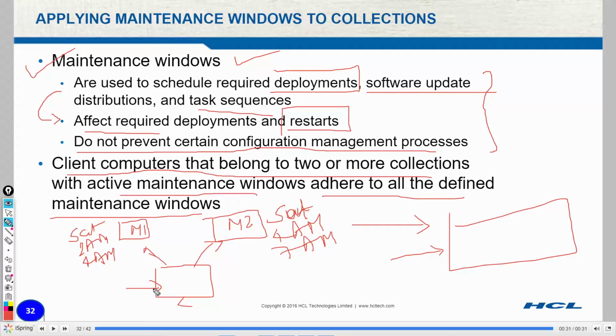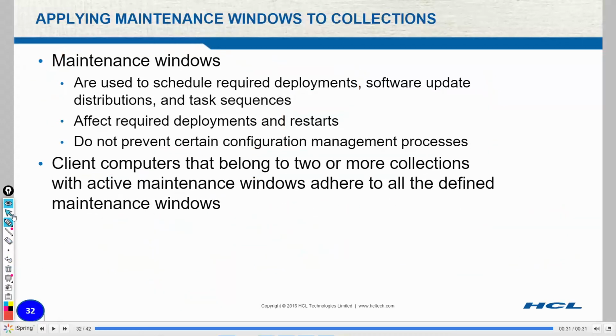This machine will be under maintenance from 2 a.m. to 7 a.m. This can be on Sunday also, but I am just taking an example to show what will happen if it is on the same day. So it will be maintenance from 2 to 4, and from 4 to 7 also. So it will adhere to all defined maintenance windows.